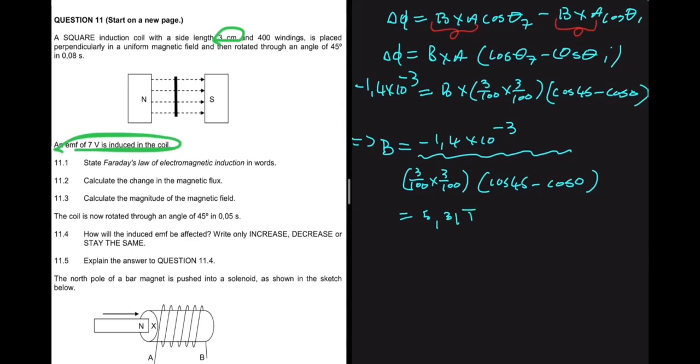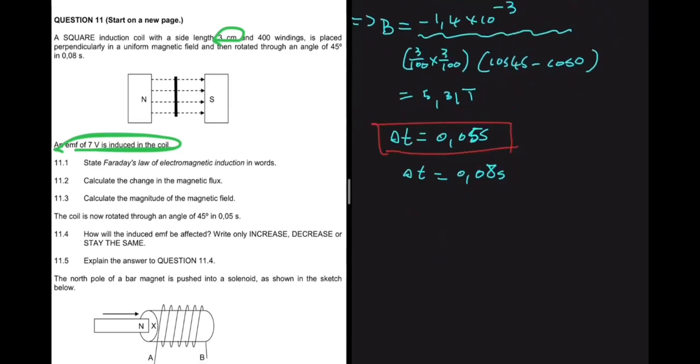Now let's do 11.4, the interesting questions. The coil is now rotated through an angle of 45 degrees in a time of 0.05 seconds. Don't forget, initially we had rotated through an angle of 45 degrees in a time of 0.08 second, right? So from 0.08 second to 0.05 second. So now we're rotating it faster. What is the consequence of that as far as the induced EMF is concerned?